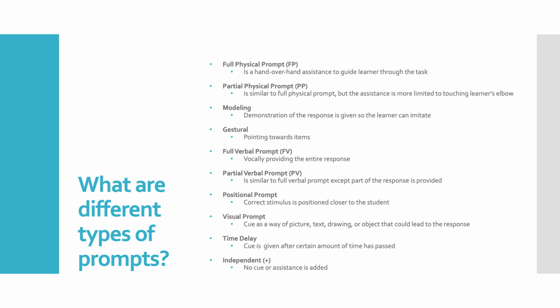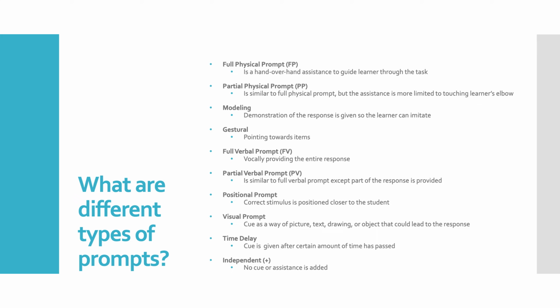Then we have modeling. This one is a demonstration of the response given to the learner, so the learner can imitate. Then we have gestural. This one is literally pointing towards the items or even nodding towards the object. Then we have full verbal prompt, or FV. This one is vocally providing the entire response.